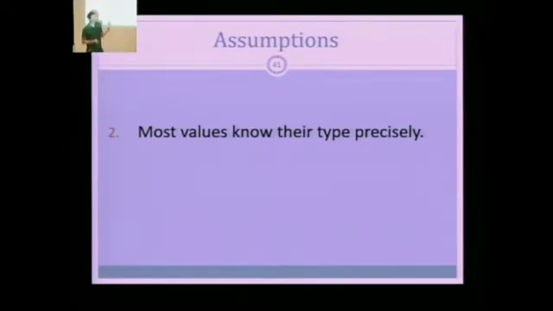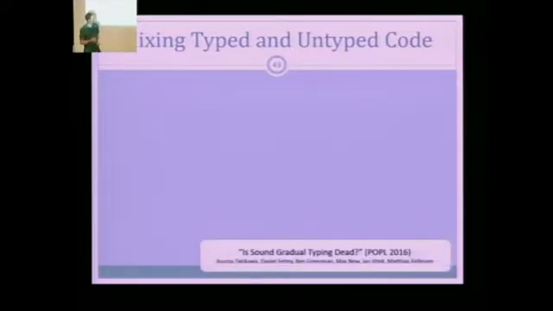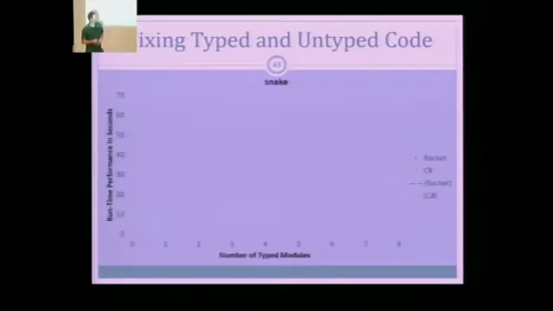But recently there have been a lot of studies about the efficiency of gradual typing. One in particular is that, what, a year and a half ago, Takikawa et al. decided to do a thorough examination of how typed Racket, or gradually typed Racket, performs on various benchmarks, including the snake benchmark from their Racket suite.